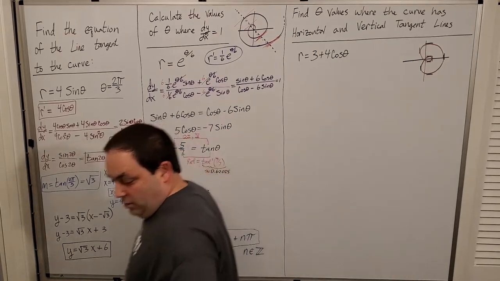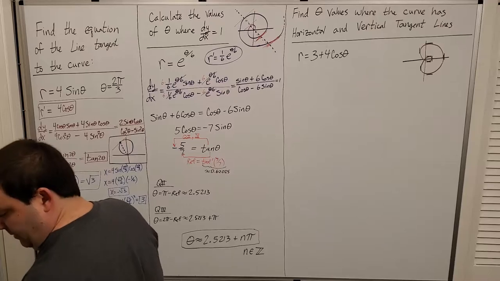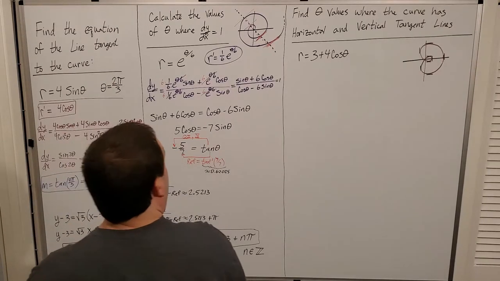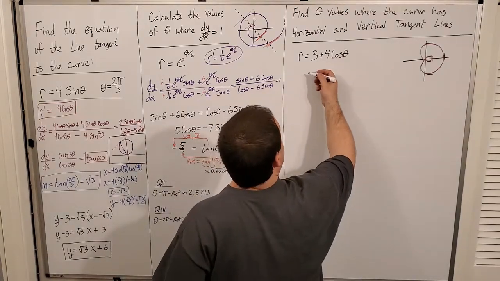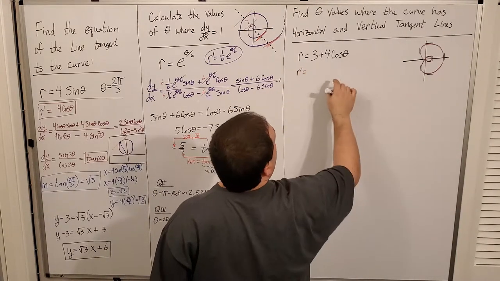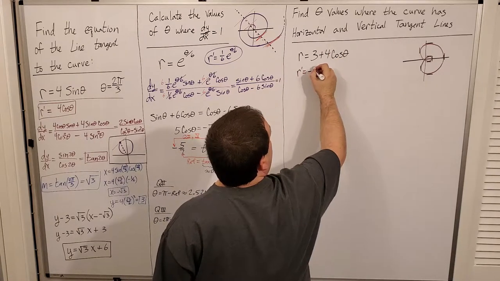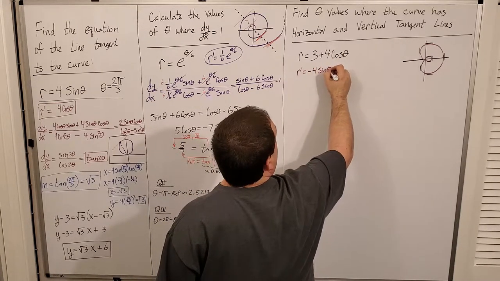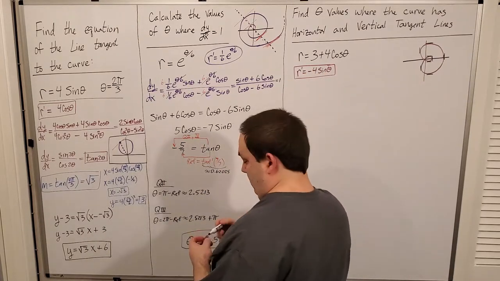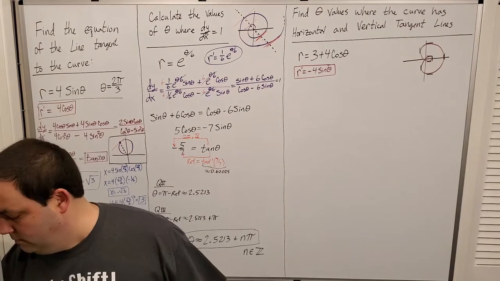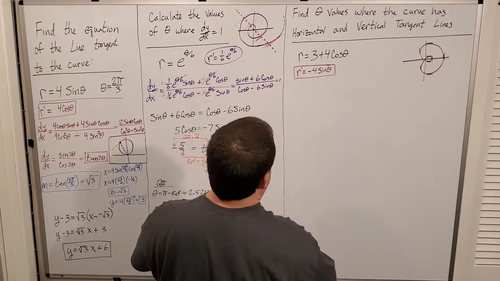So let's start with finding our derivative. My r prime, the derivative of 3, of course, is 0. And then this is going to be negative 4 sine theta. That's my r prime. So dy over dx.